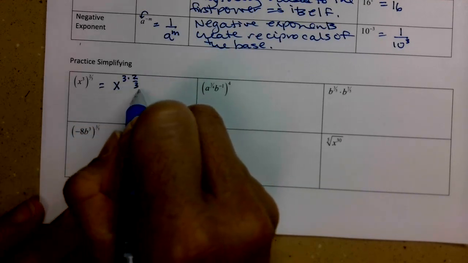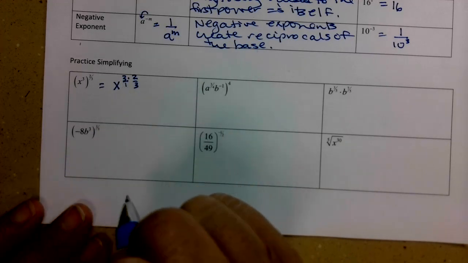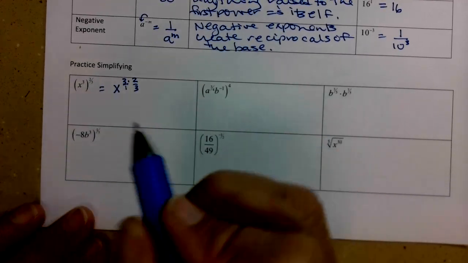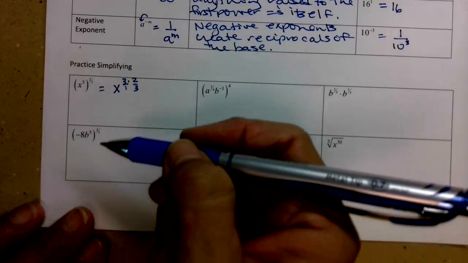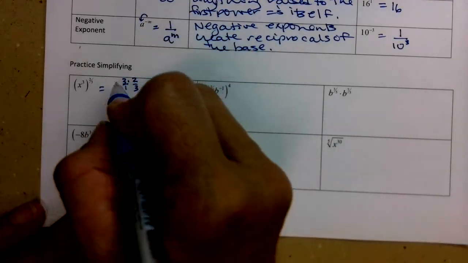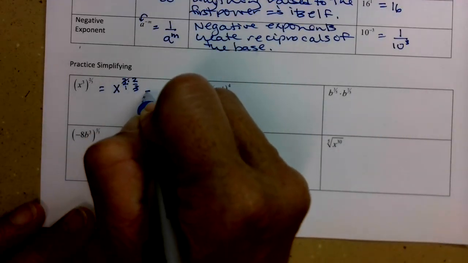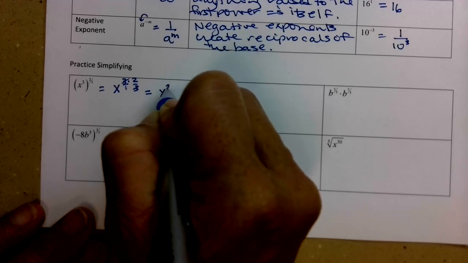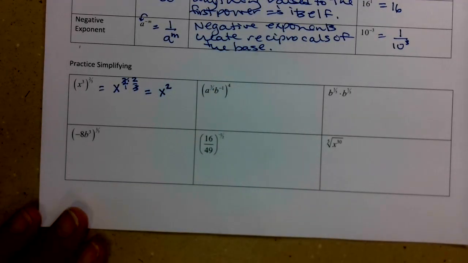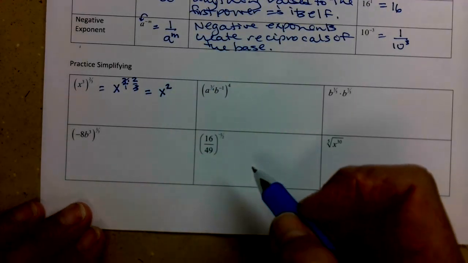And 3 times 2/3, right, if you want to stick a 1 under your 3, my exponents are getting kind of big. Keep in mind they're supposed to be smaller and up a little bit. So the 3's can cancel. So this is equal to x squared. Cool. Let's do the next one.